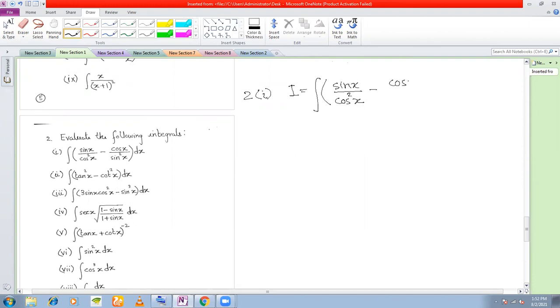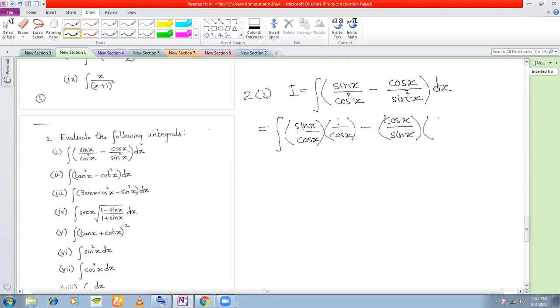minus cos x by sine square x dx. Now see, you can write this as integral sine x by cos square x. You can write as sine x by cos x into 1 by cos x minus cos x by sine x into 1 by sine x. The whole thing integrated with respect to x.